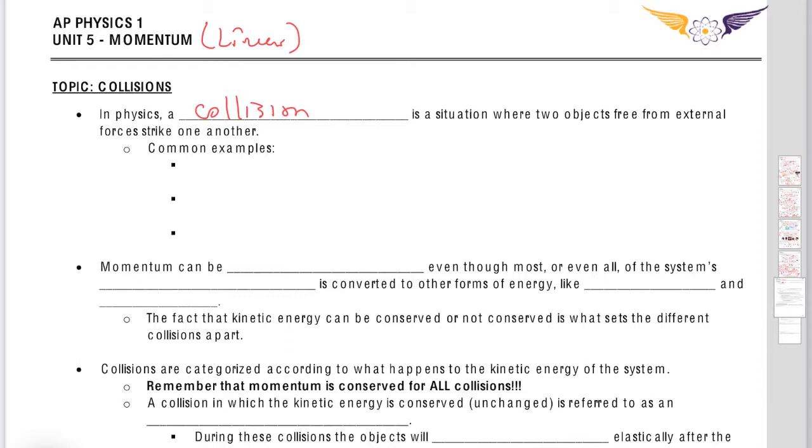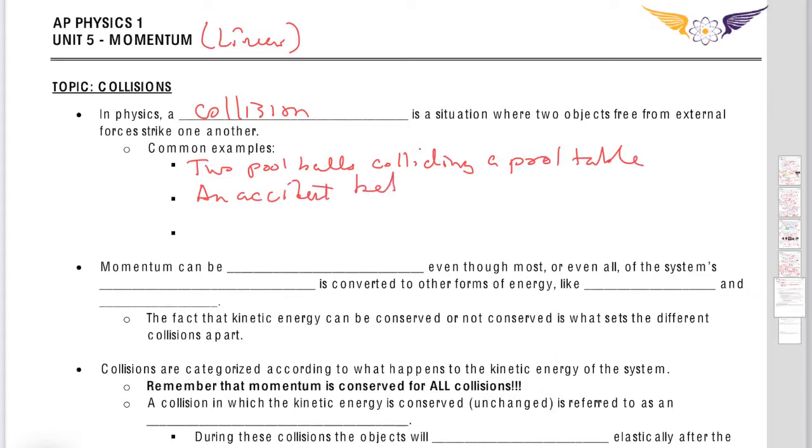Just some three common examples: you'll have two pool balls, or billiard balls, colliding on a table, like the cue ball colliding with the 8 ball. That's just one type of collision. Another one is an accident between two cars. And then, of course, my personal favorite, a body check in hockey between two hockey players.